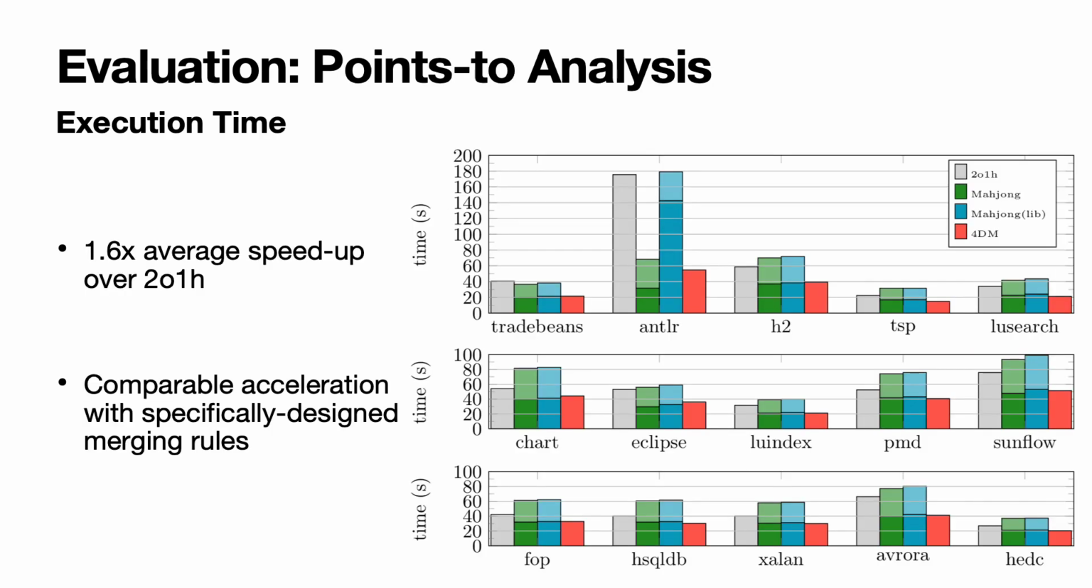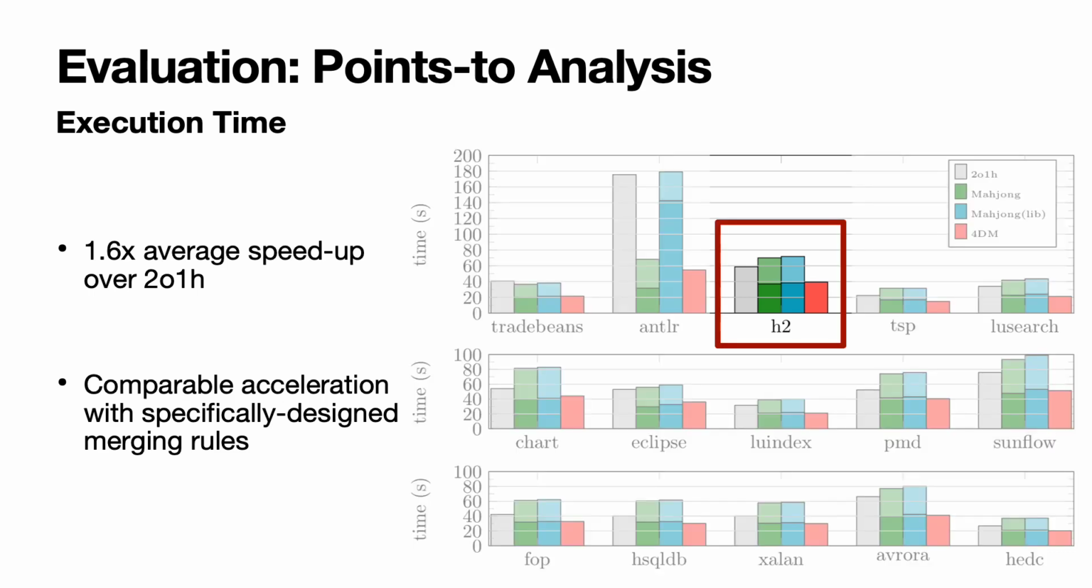Now we show our results on points-to analysis in detail. First is execution time. We focus on the results on project H2. The gray bar is the standard 2-object sensitive plus 1 heap points-to analysis. The green bar is the execution time of Mahjong, and the blue bar is of its variant on library. The light color parts in green and blue bars represent the time consumption of per-program pre-analysis. At last, the red bar represents execution time after applying our data-driven heuristics.